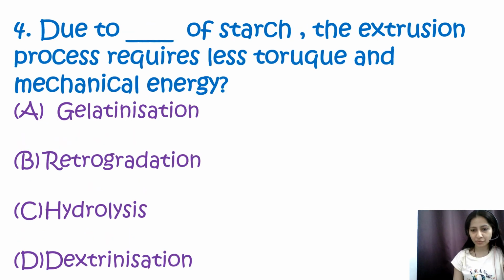So question number 4. Due to dash of starch, the extrusion process requires less torque and mechanical energy. So options are gelatinization, retrogradation, hydrolysis and extrusionization. So over here the correct option will be A, that is gelatinization. So the extrusion process requires less torque and mechanical energy due to gelatinization of starch.